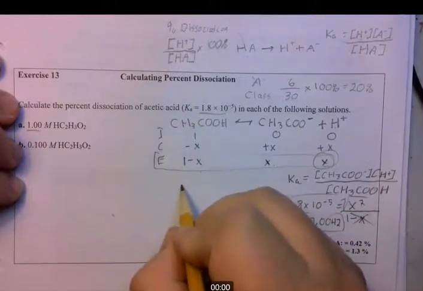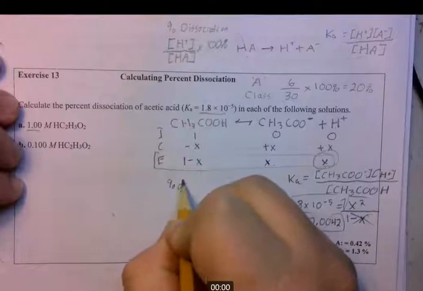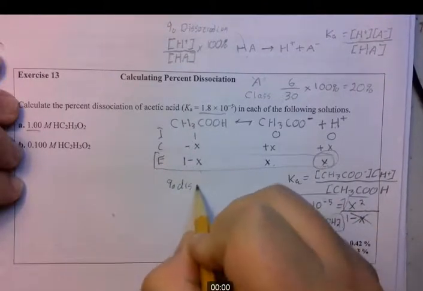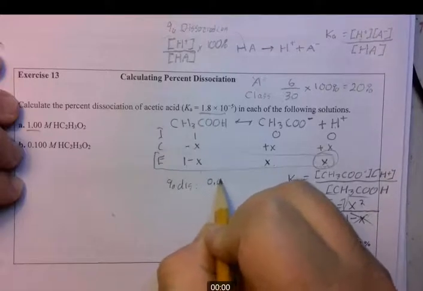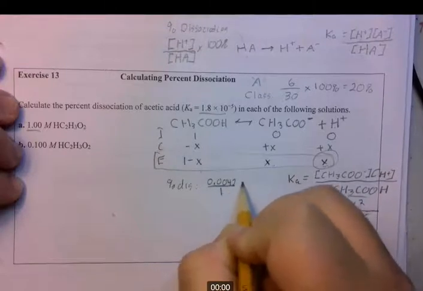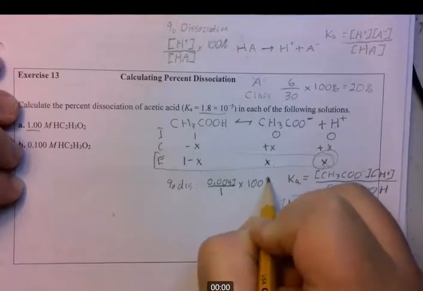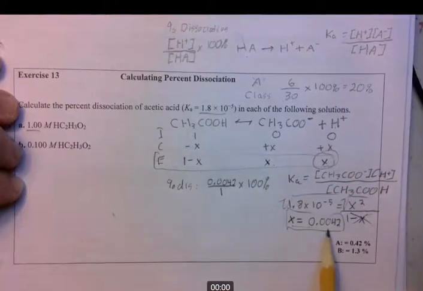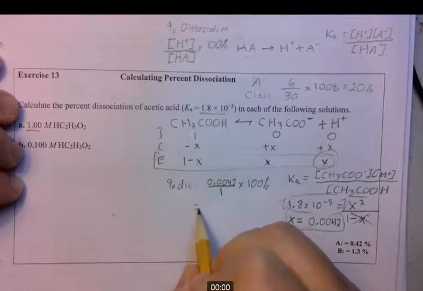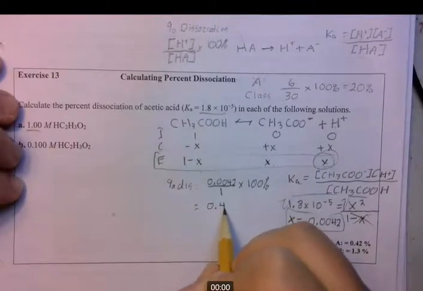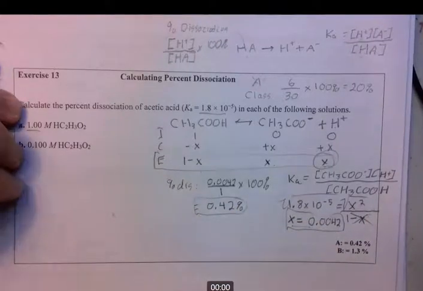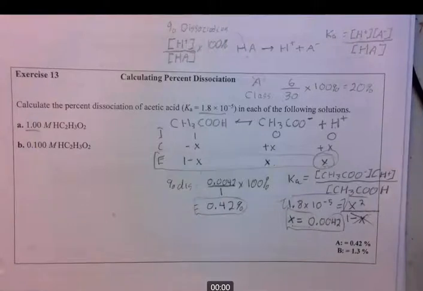So what we do is up here, we write percent dissociation is going to be 0.0042 over 1 times 100%. And when you do the math on that, you end up with 0.42%. Okay, so that's how you would do that one.